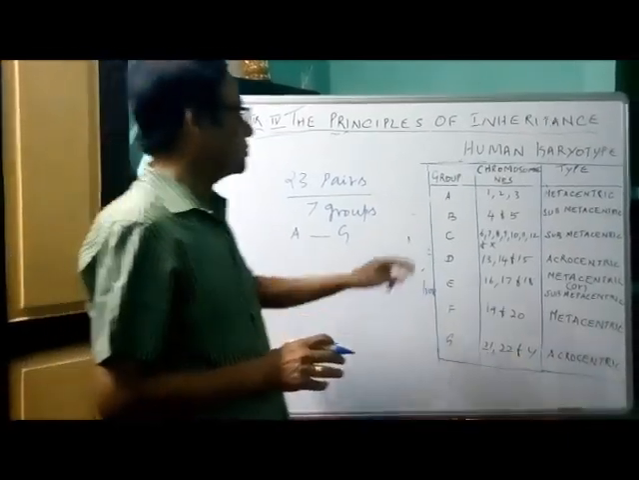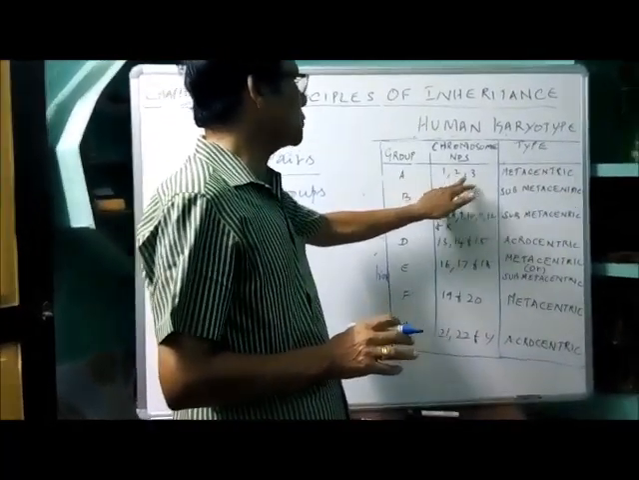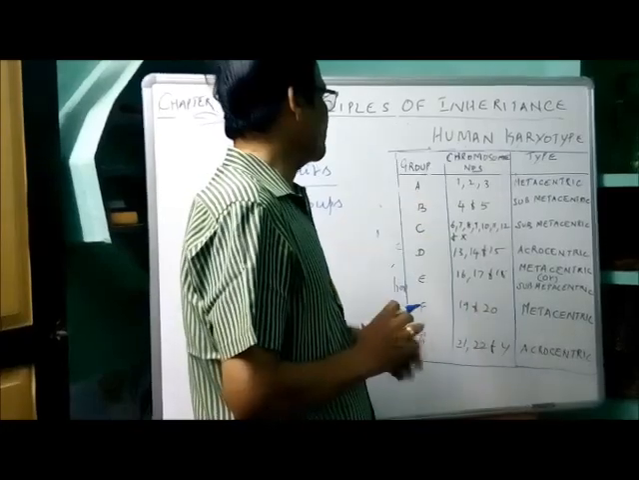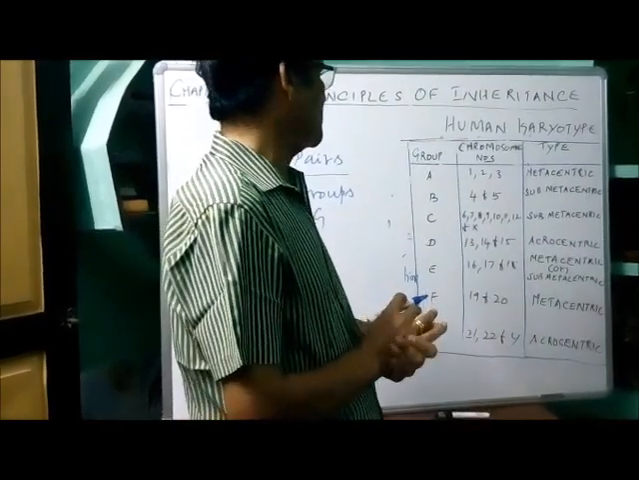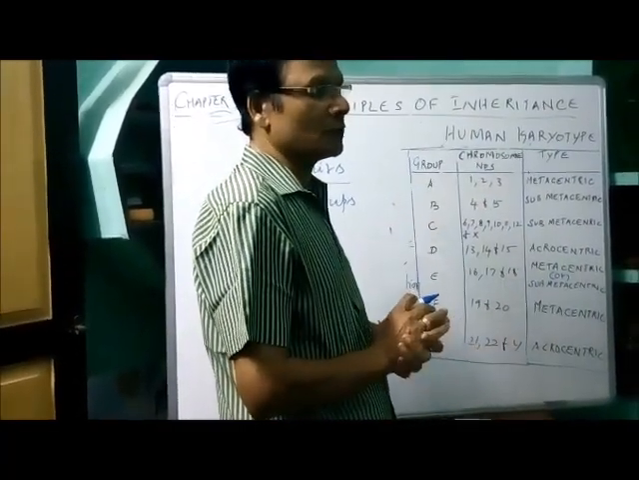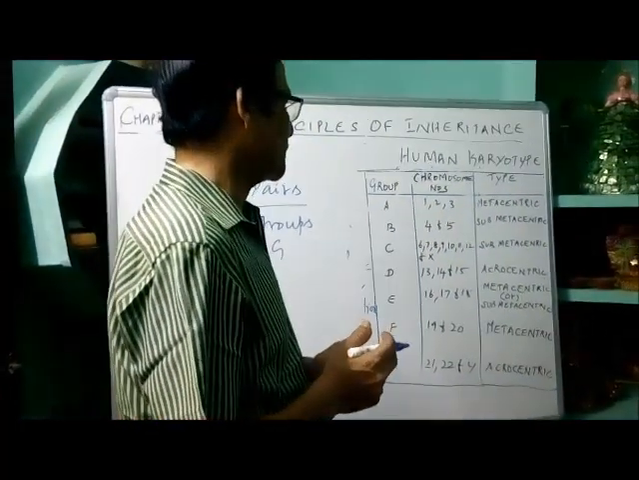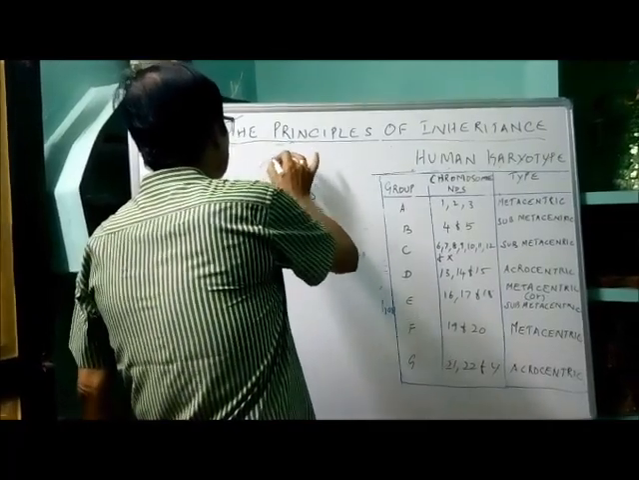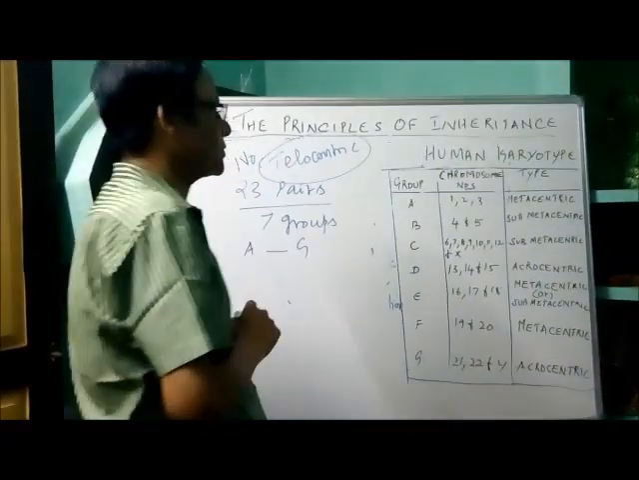According to the position and the relative length of the arms, we have 7 groups, A to G. Here I have given it in the form of a table. Group A includes 1, 2, 3. The chromosomes are metacentric with two equal arms. Group B, we have 4 and 5. They are submetacentric. In general, there are 4 types of chromosomes based on centromere position, but in humans only 3 types are present: either metacentric, submetacentric, or acrocentric. One more type, telocentric, is absent in humans. No telocentric chromosomes in humans.